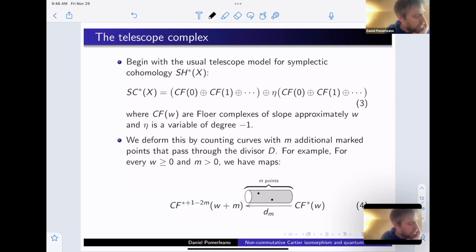This is the standard way to do symplectic cohomology at the cochain level. I want to deform this by counting curves that carry m additional mark points. I'm thinking of my mark points as varying over the symmetric product of a cylinder modulo R, and I just want to consider allowing additional points that pass through the divisor with intersection multiplicity 1.